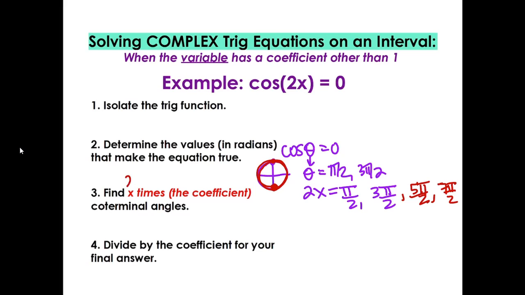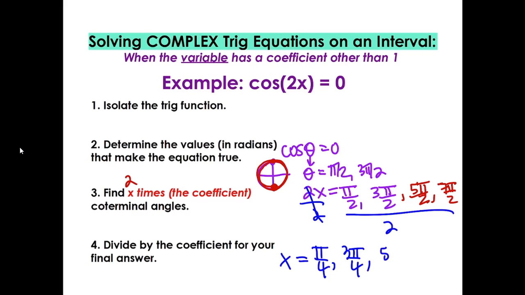In this case, it would be 2 times because the number in front of the x was 2. And then we divide by our coefficient for our final answer. So we'll divide everything by 2. And what that looks like is x will equal pi over 4, 3 pi over 4, 5 pi over 4, and 7 pi over 4. And that is our final set of answers for this problem.